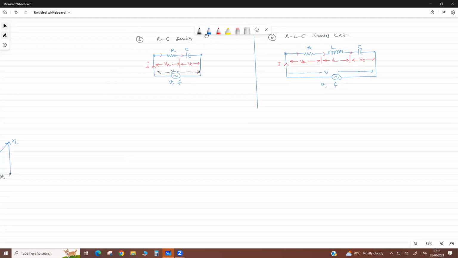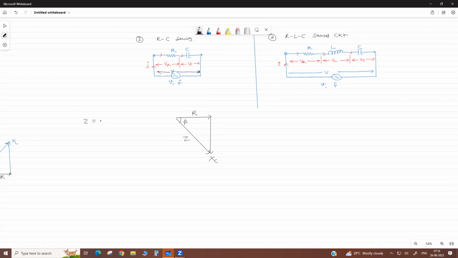Here also, see this. If we draw the impedance diagram for this, this is your resistance, and here it is negative. This side is reactance. Okay. This is XC. Then this is your impedance. This angle is phi. So, like this. This is Z.